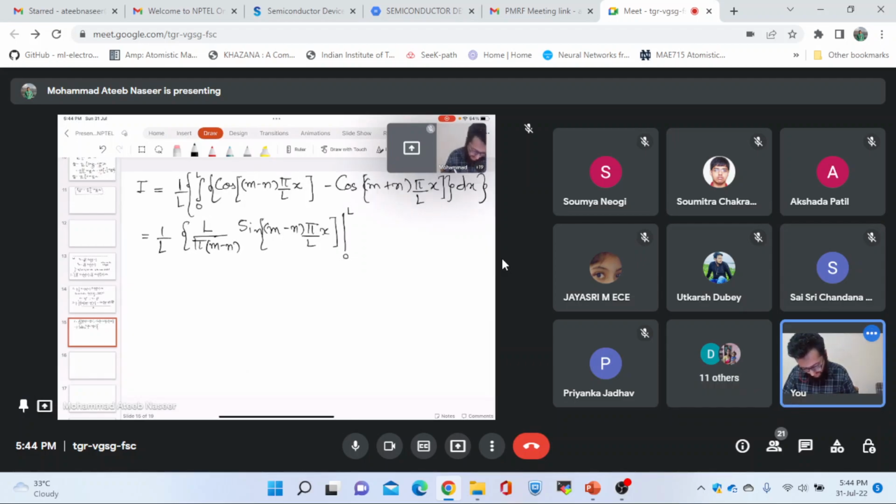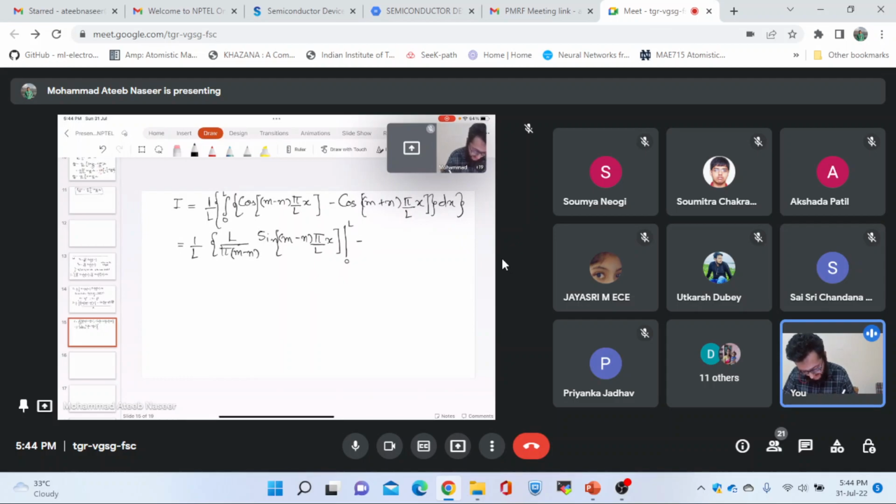So similarly, we will have the second term as well, which will be minus 1 by L, and it will simply be L by pi (m plus n), and this will also have sine of (m plus n) pi by L of x with the limits 0 to L. And we know that sine of 0 is equivalent to 0, and we can put these limits in our equations, and we will simply get it to be equal to 1 by pi. I will be cancelling this L and L. This will be m minus n.